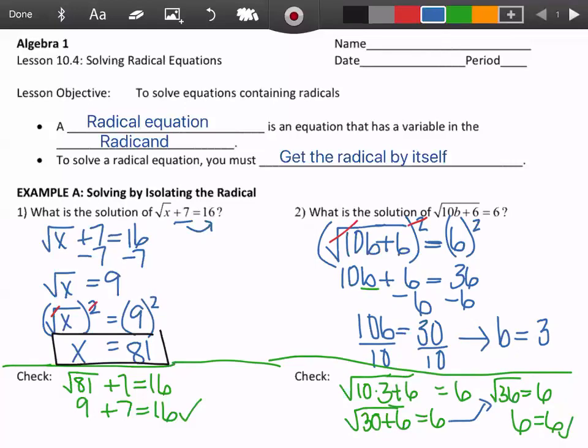And now you guys are able to practice some of these problems on your own.